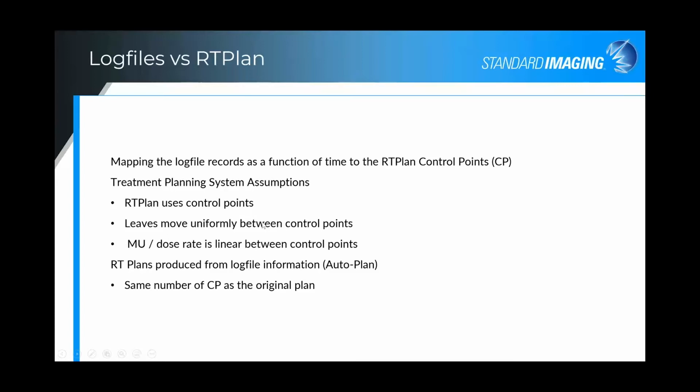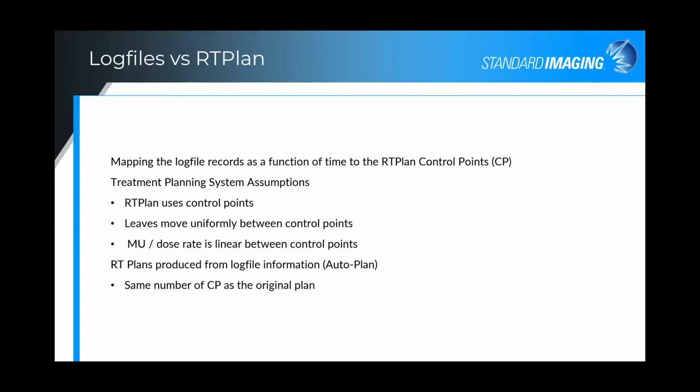And so the assumption in the treatment planning system at all times is that there are control points where we specify positions of leaves and total composite monitor units delivered. And we assume that the leaves move uniformly between these control points, and the monitor unit dose rate is delivered uniformly between those control points as well. So the direct analysis that we can do in this manner is highly sensitive to catching errors. I'll touch briefly on some recent publications in the area later in the presentation.